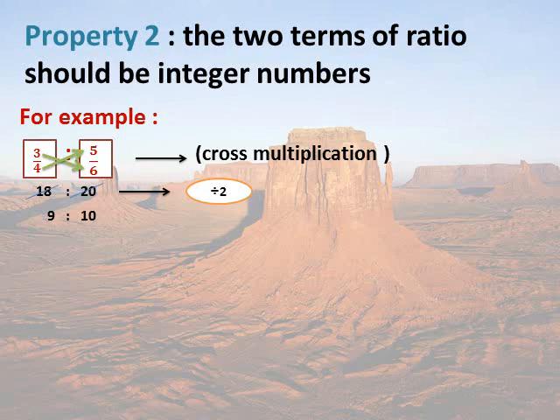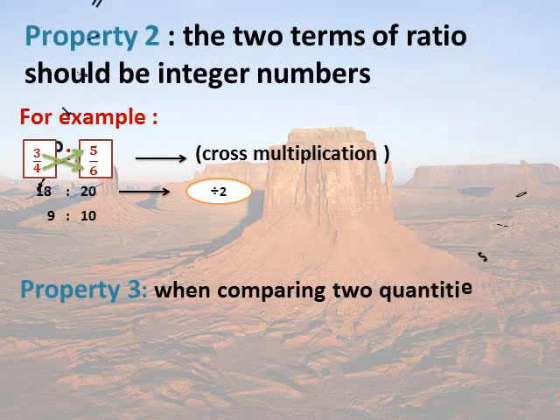Again, property 2 talks about the two terms of the ratio, which should be integer numbers. For example, 3 over 4 and 5 over 6 are two terms in the form of fractions. We must convert them into integer numbers by using cross multiplication, which gives 18 to 20. We put the ratio in its simplest form by dividing the two terms by 2, as both are divisible by 2. 18 divided by 2 equals 9, and 20 divided by 2 equals 10.